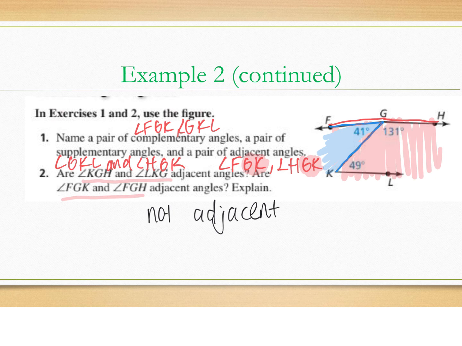Go for it, Sophia. Adjacent angles have to share what? The same side, the same vertex, but no interior points. So they can't overlap. These ones share a side, these ones share a point, but they overlap. Does that mean they don't share a common plane? No, they should be on the same plane.